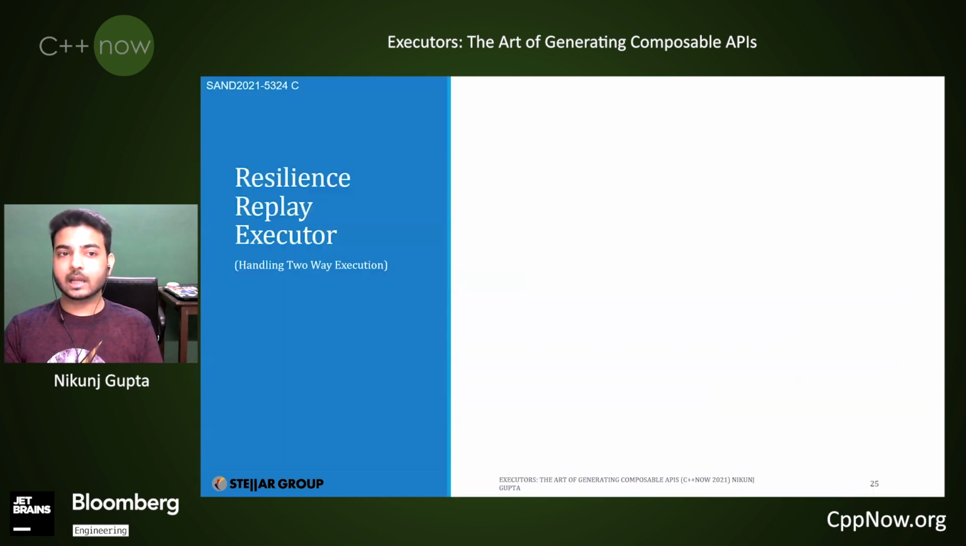And based on that, we can actually implement resilient versions of the executor. Now, all we need to do is handle two basic cases. One is to have a two-way execution policy with async execute, and the other one is to handle bulk two-way execute for the bulk execution policies.